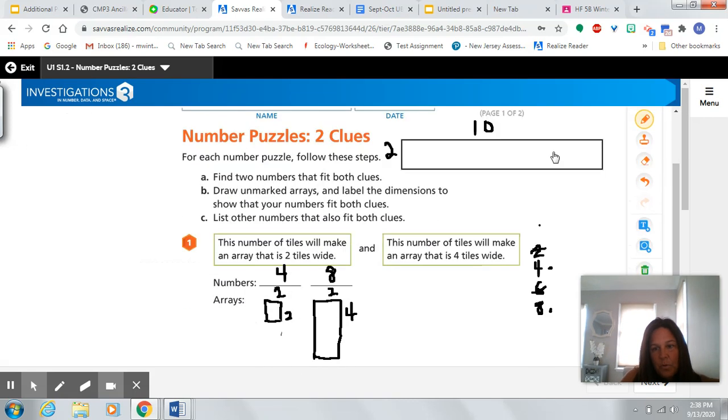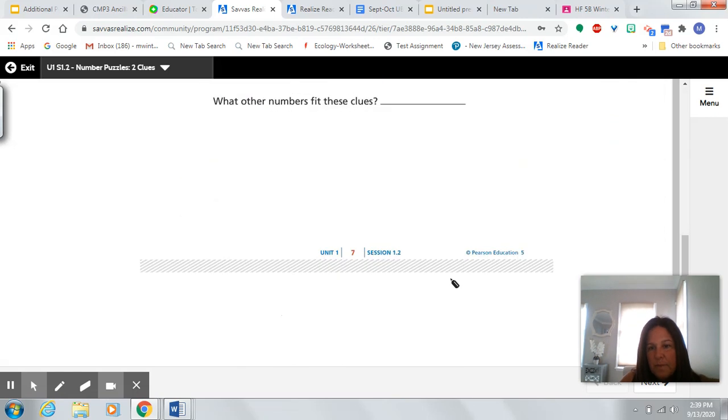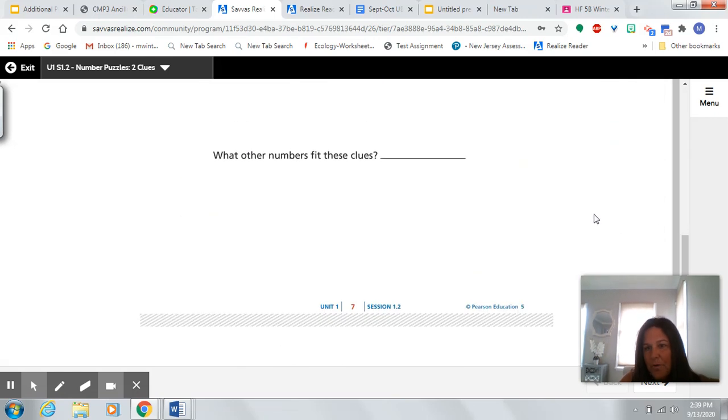So that was number 1. And then this is page 1 of 2. And then you're going to do the same thing with the next page, which should be page number 8.